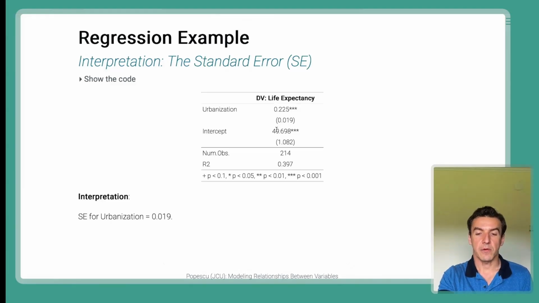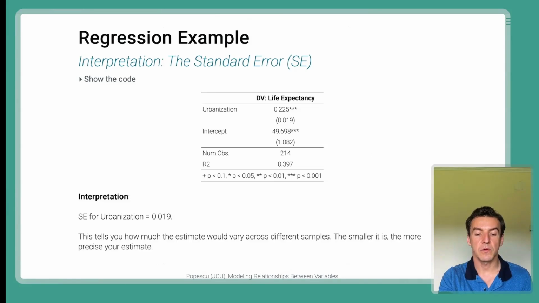The standard error is this. What you would typically see in a statistical analysis table is a coefficient and a standard error between parentheses. So this 0.019 tells us how much the estimate would vary across different samples. The smaller the standard error is, the better, the more precise our estimate.